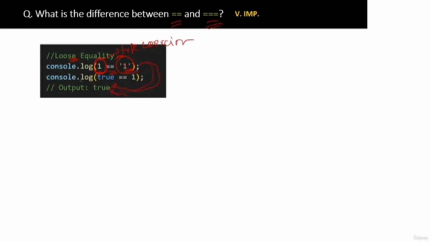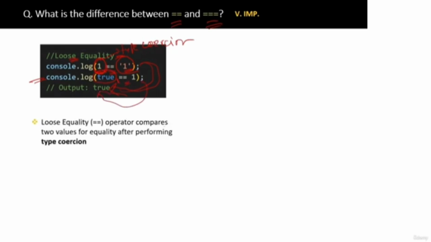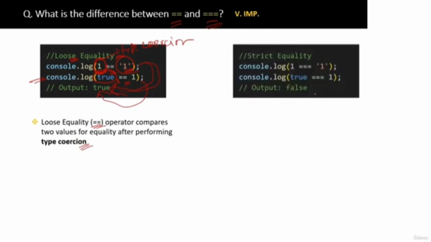And in the second line too, this true will be converted to 1 first and then it will be compared. And again the result will be true. The point is, loose equality or the double equality operator compares two values for equality after performing type coercion. Whereas here you can see the code for triple equal to. We also call this strict equality, because it will not use any type coercion before comparison. And the values will be compared as they actually are.